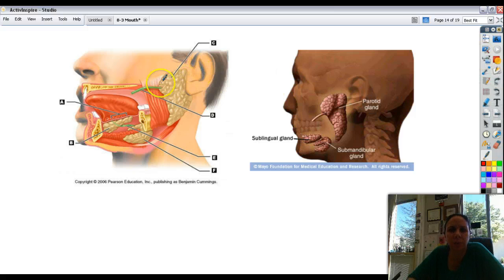So if we take a look, this one right here is outside the oral cavity, and you can see that it has a little tube that dumps out right up here, and you can feel it up inside. Then we have the sublingual, which is under the tongue, and it dumps out here. And then we also have the submandibular, which has a tube that also dumps right over there. Same thing here. We've got the parotid, which dumps out up top. Submandibular dumps out over here. Sublingual has a whole bunch of them dumping out underneath the tongue.